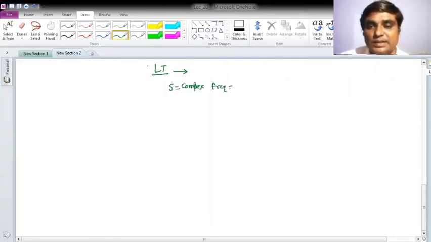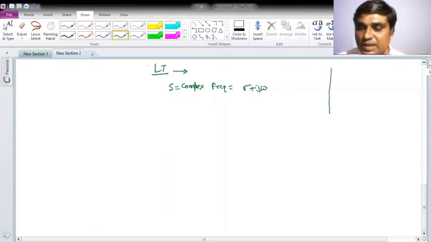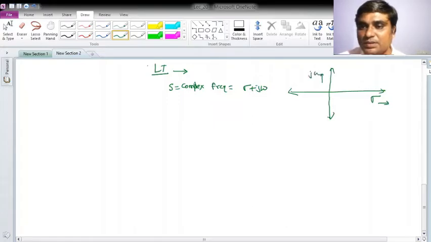Okay, and this will be sigma plus j omega. So let me draw the s plane. So this is my s plane. This will be your real axis and this will be your j omega axis. Okay, so s plane, s is a complex variable or complex frequency which consists of two parts, real part and j omega part, and if I draw the s plane, it looks like this.